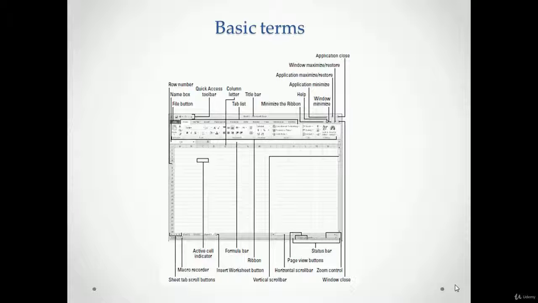Horizontal scroll bar is exactly the opposite. You can see multiple columns using the horizontal scroll bar. Page view buttons. This will help you in viewing the page. Status bar. It provides viewing capability and shows multiple options so that you can zoom, close the windows, and have multiple page views in the status bar. I think I have covered the basic terms of Excel in this slide.